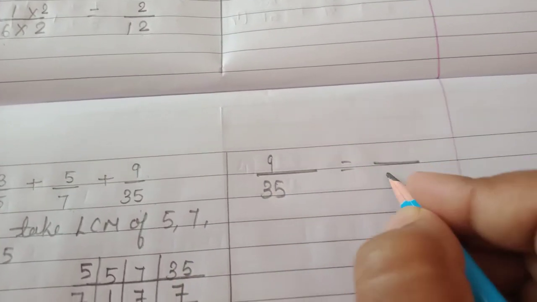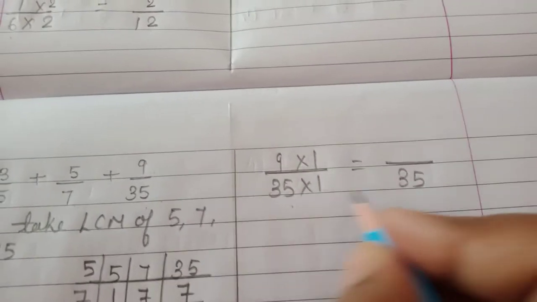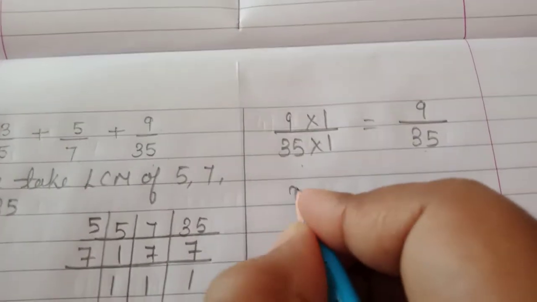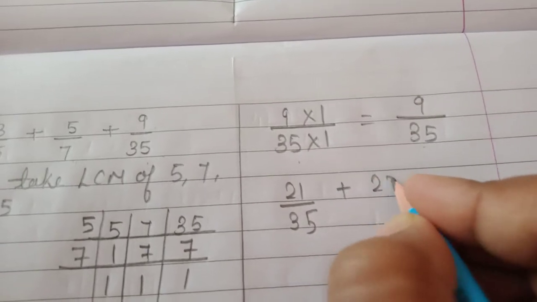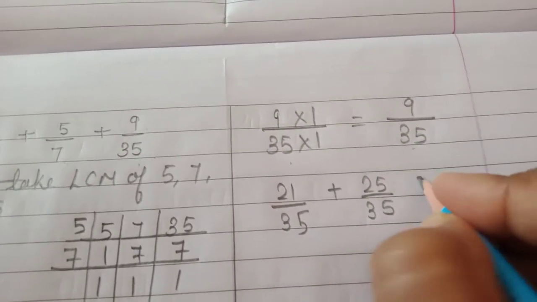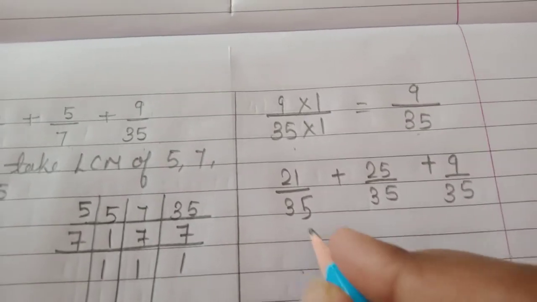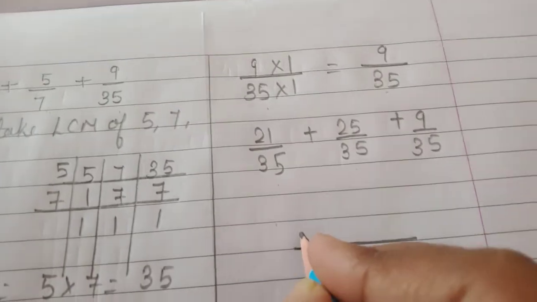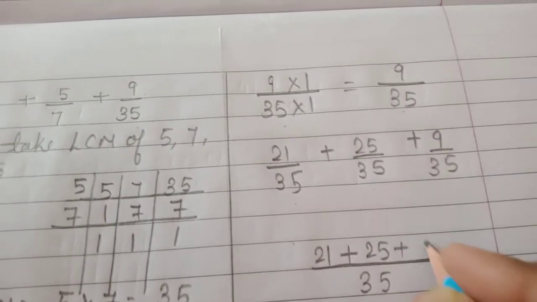We want denominator 35. So we will multiply with 1. So 35 1s are 35. 9 1s are 9. So now we will write the fraction 21 upon 35 plus 25 upon 35 plus 9 upon 35. So here all denominators are same. So we will write one time common denominator 35 and we will add the numerators 21 plus 25 plus 9.